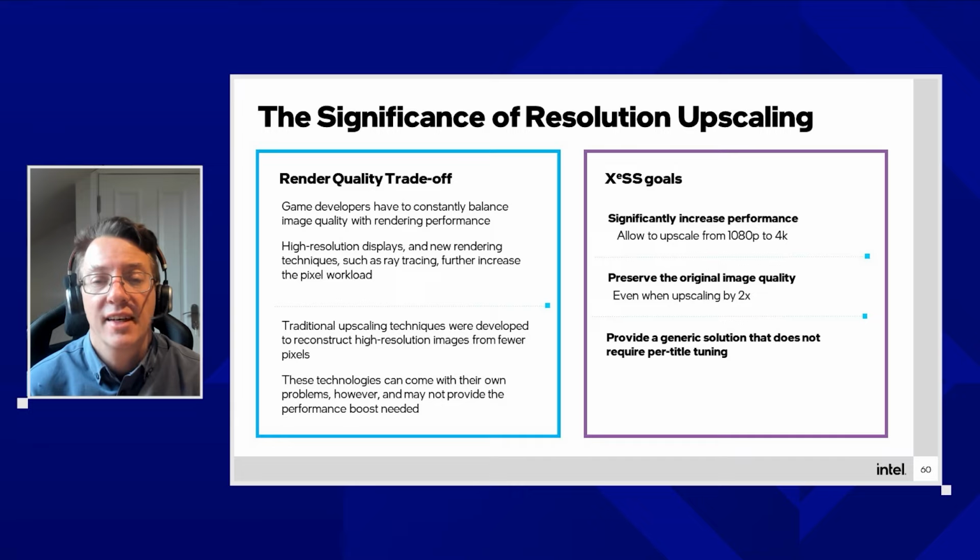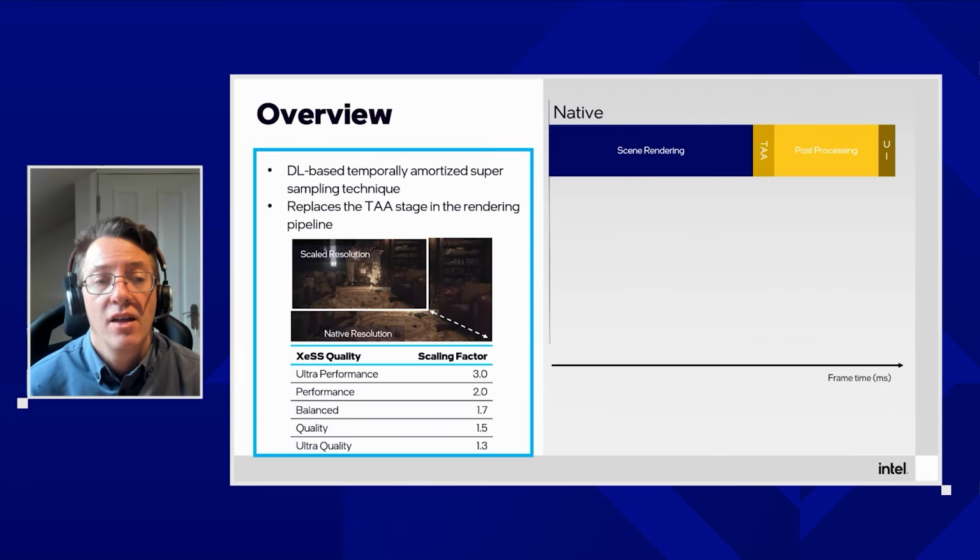The goals of XeSS are to allow a significant performance increase, suitable for upsampling from 1080p to 4K, while maintaining the original image quality even with a scaling factor of 2x. In addition, XeSS is a generic solution that does not require any per-title training. XeSS fits in directly where the game's traditional TAA stage would normally be applied. It comes with a range of different quality presets with different balances between performance and image quality.